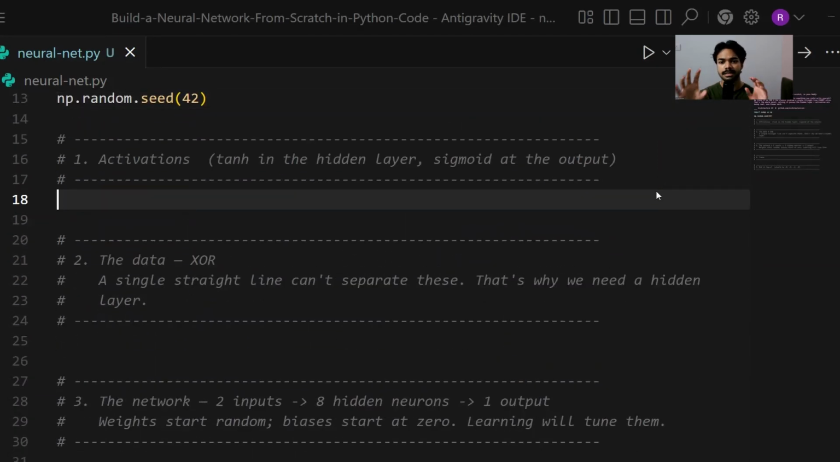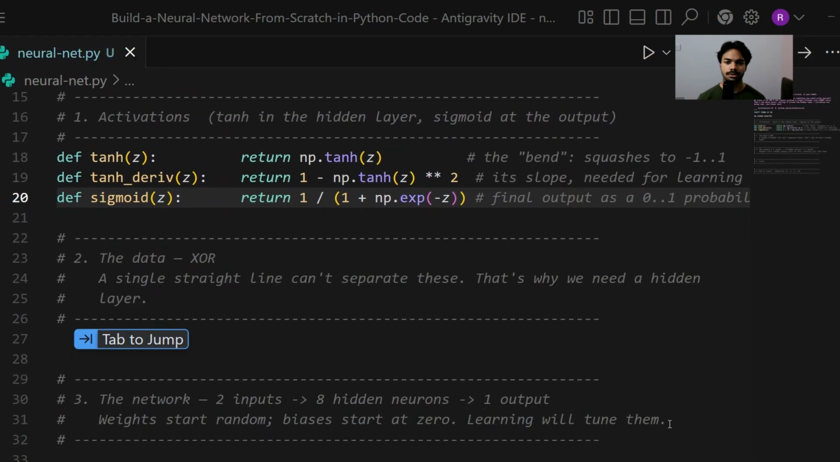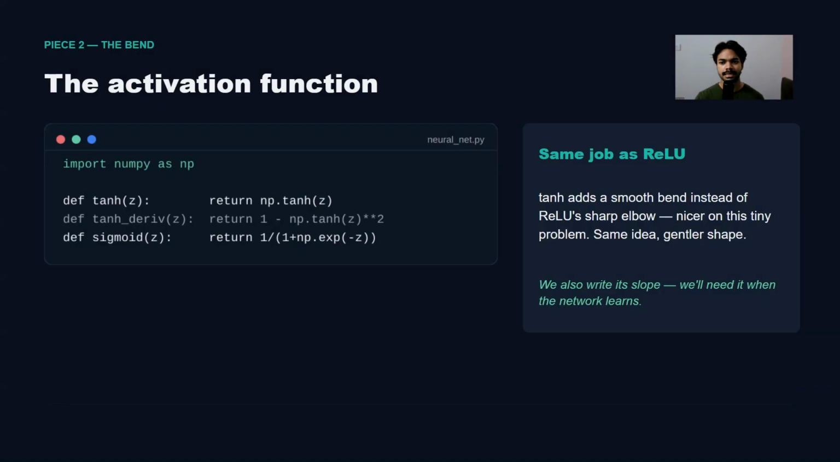Now, the various pieces. Let's start with the bend, the activation function from our last episode. I'm using a function called tanh here. It does the same job as ReLU. It adds a bend so the network can curve. But it's a smooth bend instead of a sharp elbow, which works a little nicer on the tiny problem we're trying to solve today. It's the same idea, but a gentler shape. And notice we also write its slope right below it. So hold on to that thought, because we'll need that slope when the network learns.